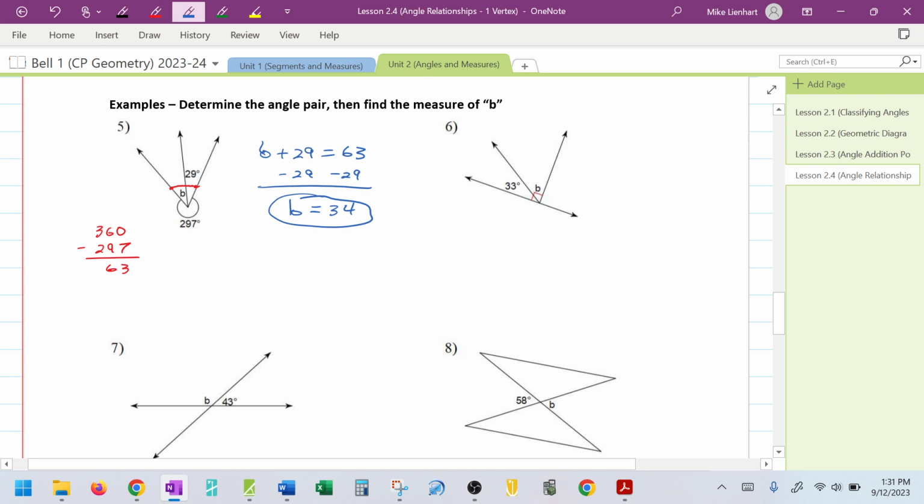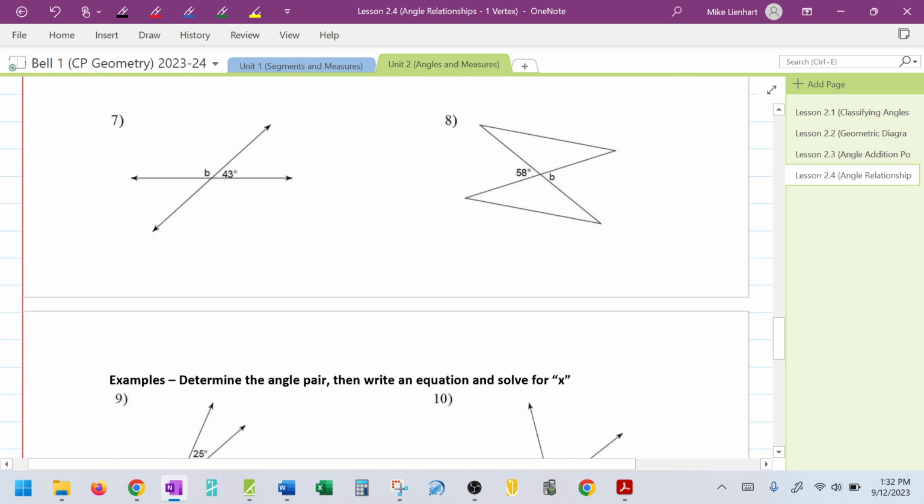All right, number 6, I look at angle B and the other angles that they give me, and I recognize this is a complementary scenario. Because it's complementary, I know I can write the equation B plus 33 equals 90. How do I know 90? Because that's what complementary means. I'm going to now solve it algebraically by subtracting 33, and I get B is equal to 57.